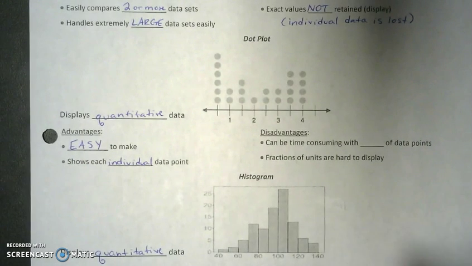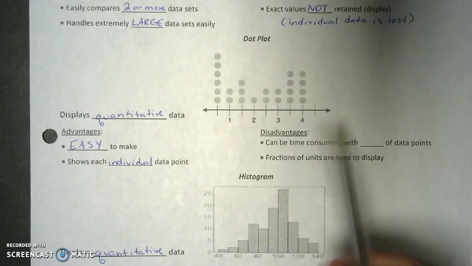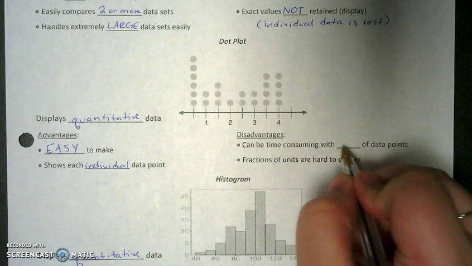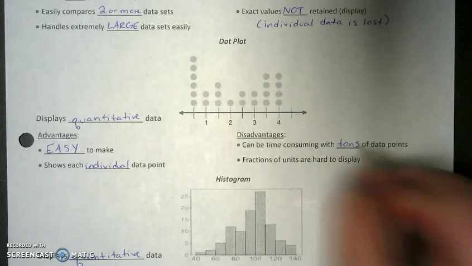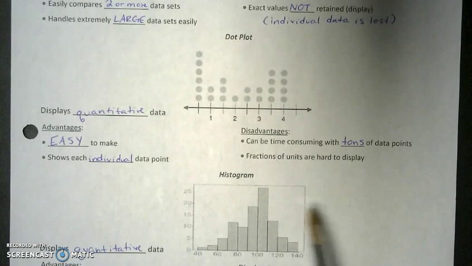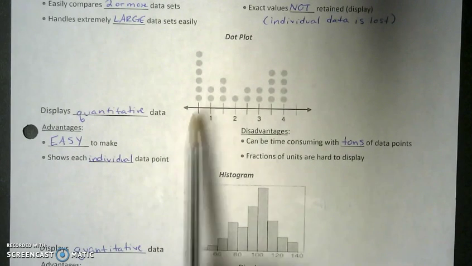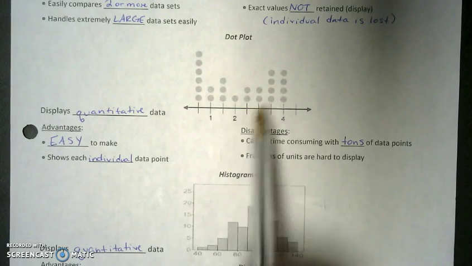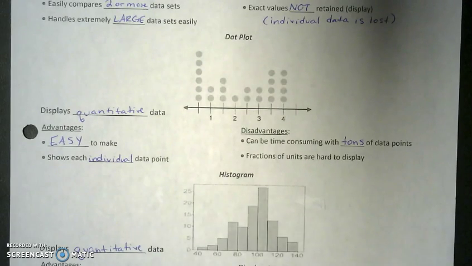Now, disadvantages is that if you had like 500 data points, you don't want to do a dot plot. So it can be very time consuming with tons of data. And the other one is fractions are pretty hard to display. So in this case, we do see halves. But if I want to put like 0.7, you have no idea where that dot would go because it might be closer to 0.6 or 0.5. So fractions are really hard to display.